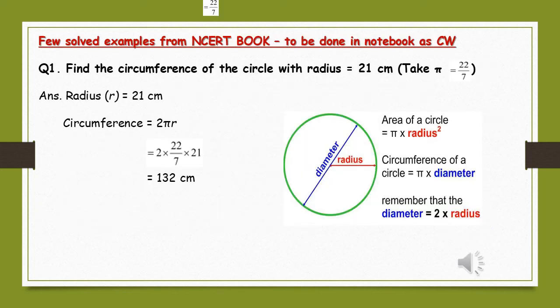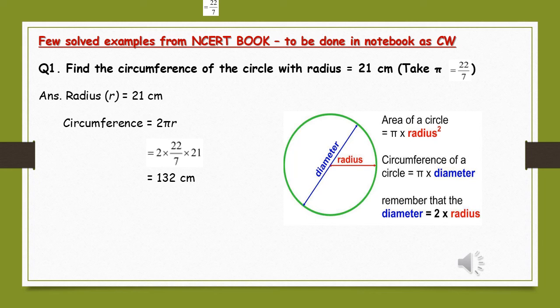Let us now solve some example sums from the NCERT book. All these sums you need to do in your classwork notebook after writing a new index. Sum number 1. Find the circumference of a circle which has radius 21 centimeter. And here the value of pi is given as 22/7.